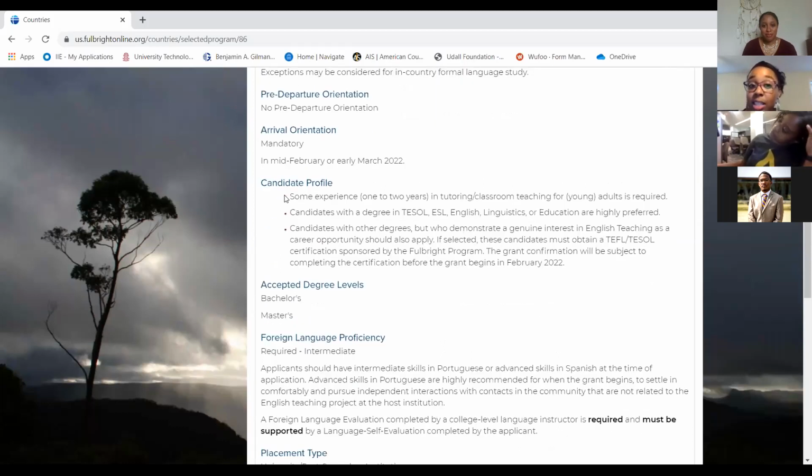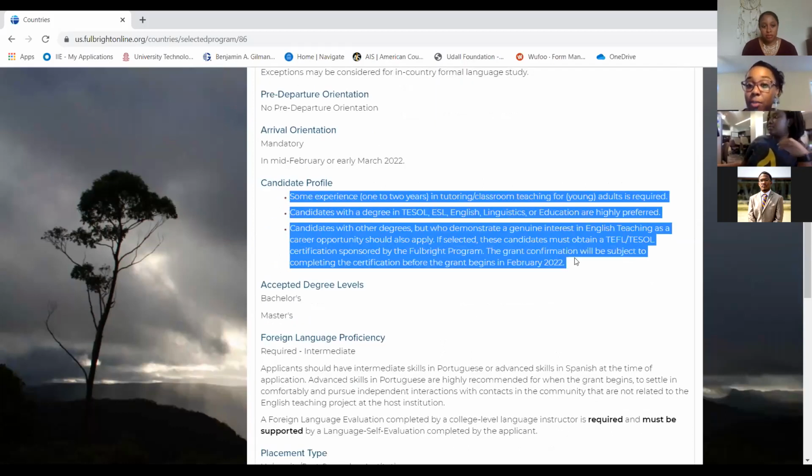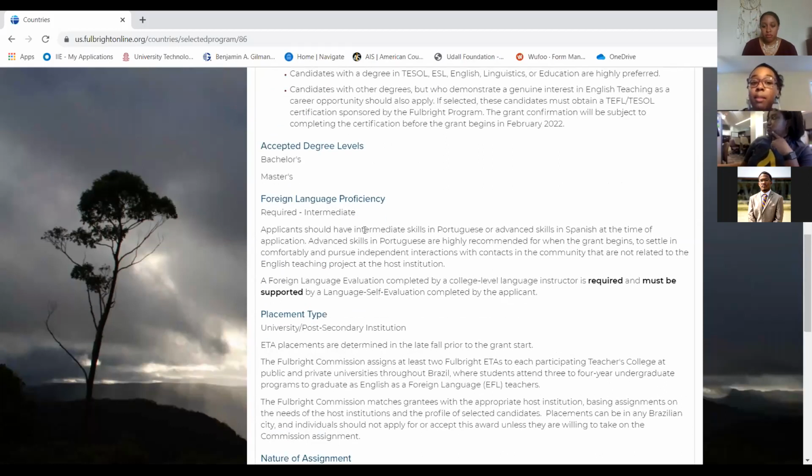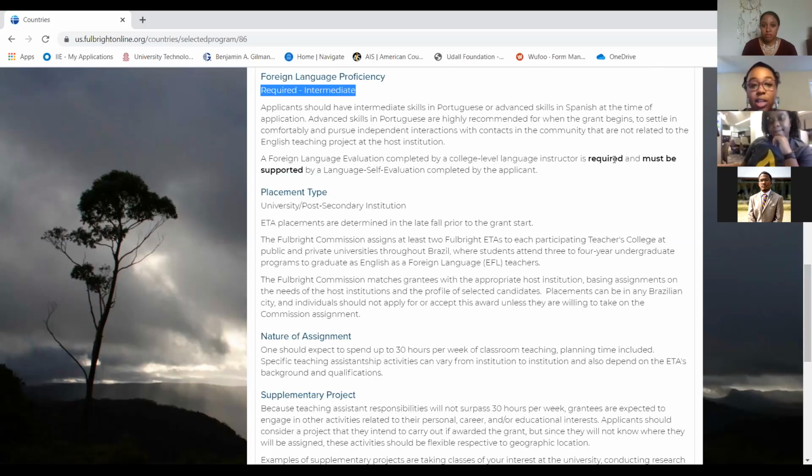This one's very different. They are looking for people who have real, legit teaching experience. So a degree in TESOL, ESL, or English linguistics is highly preferred. Highly. That means that's what they want. If they get applicants with those and their quality is good, that's who they're choosing over someone who doesn't have that background. So keep that in mind. Language proficiency: required, intermediate. So not maybe, not suggested, it says it's required. You need that. It is, again, in bold. So don't try to work around that. Really make sure you're reading it.